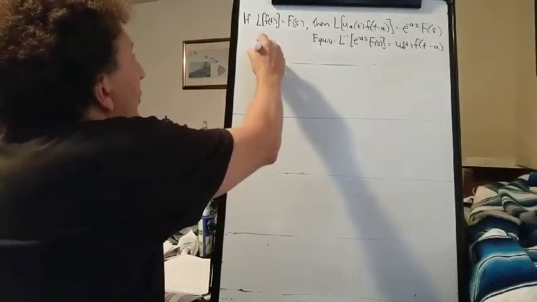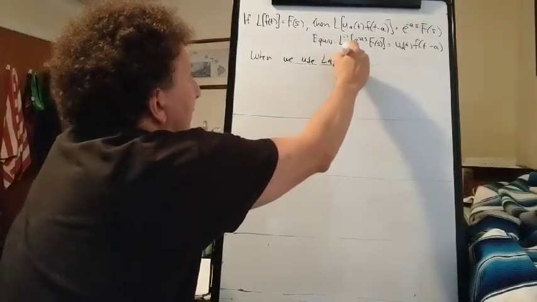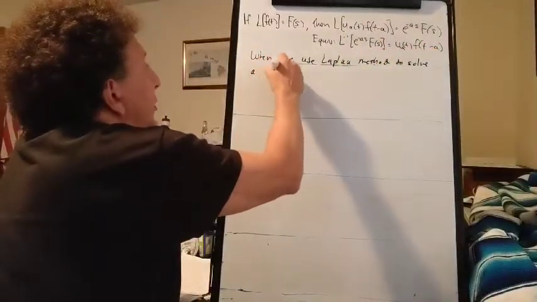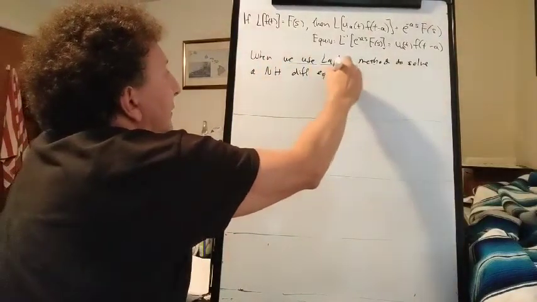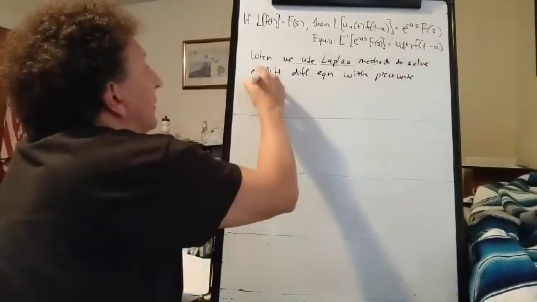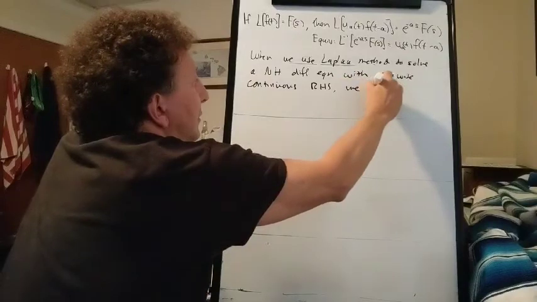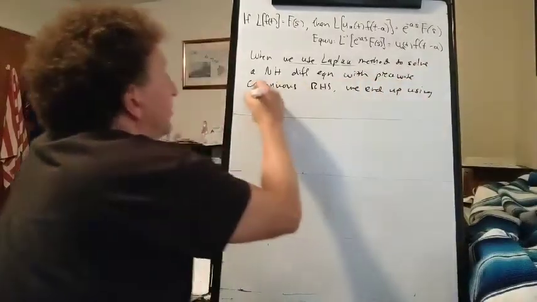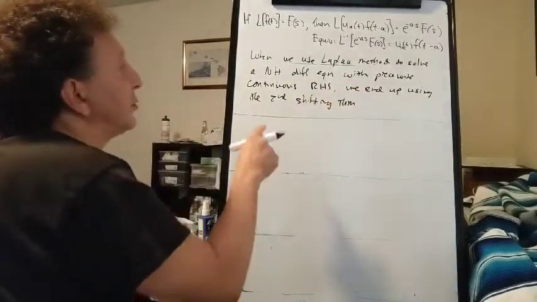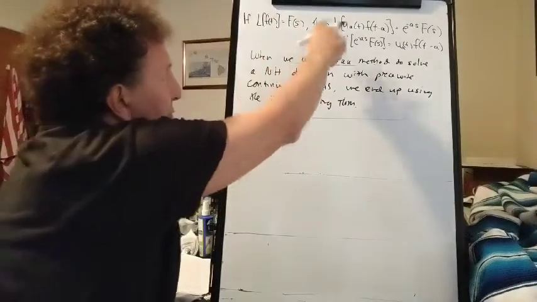So when we use the Laplace method to solve a non-homogeneous differential equation with a piecewise continuous right-hand side, we end up using the second shifting theorem, because the piecewise continuous function on the right-hand side is going to have these step functions in it. And then when we take Laplace transform of both sides, we're using the second shifting theorem.